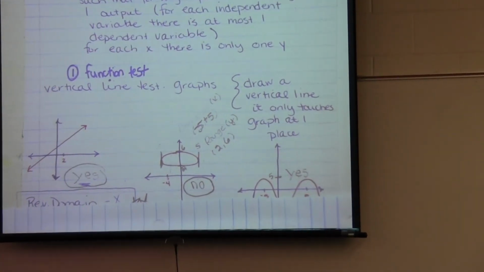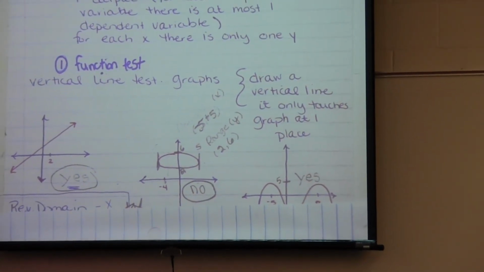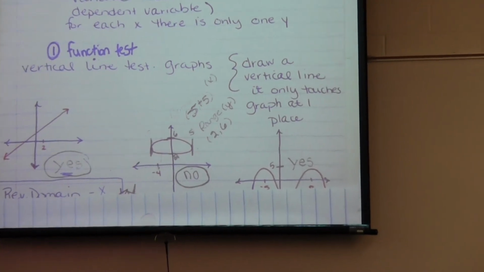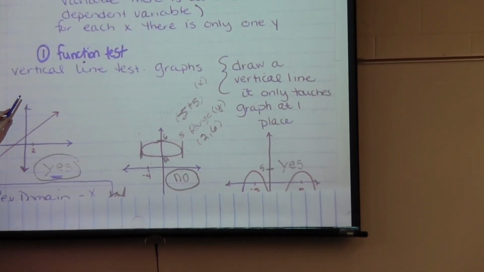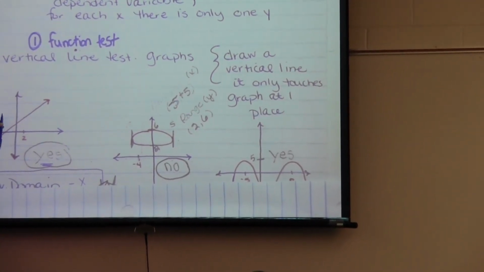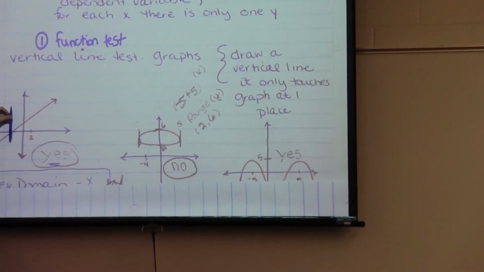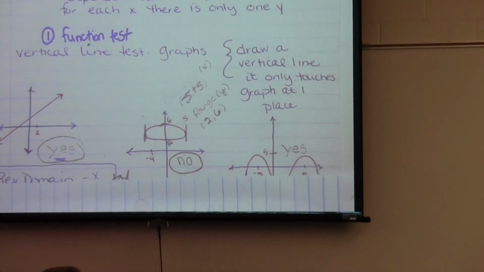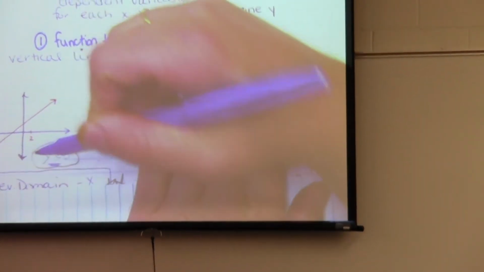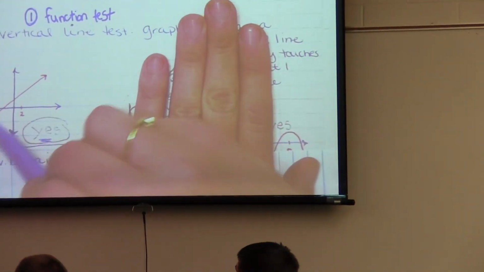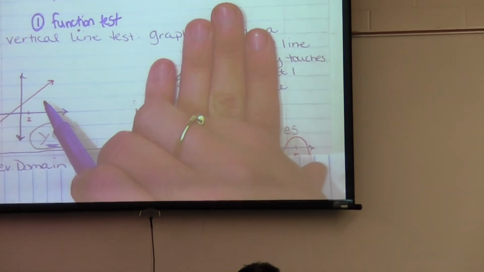So you could do a function test to see if for every one x, there's only one y. You would draw a graph, and on your graph, if you could draw a vertical line and it only touches the graph in one spot, it is a function. So on that first one, if I draw my line here, or here, and it only crosses my graph line one time, it is a function.